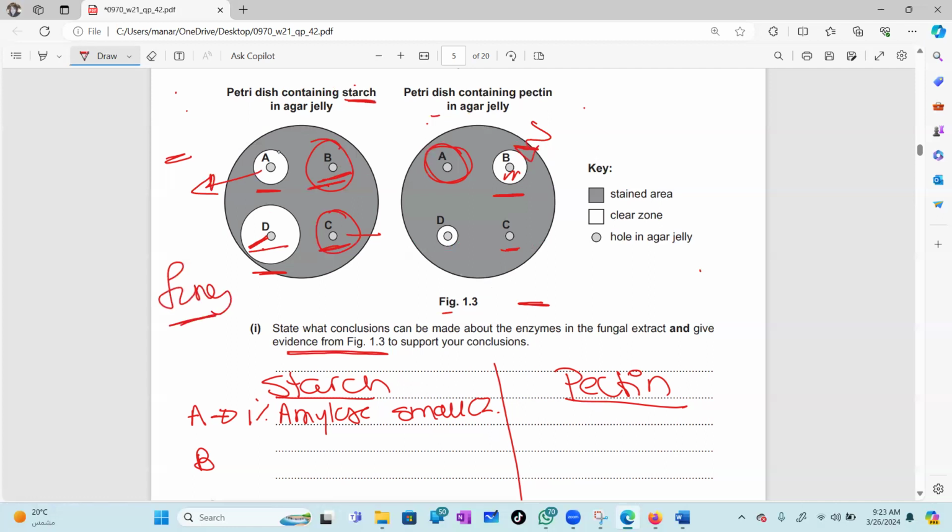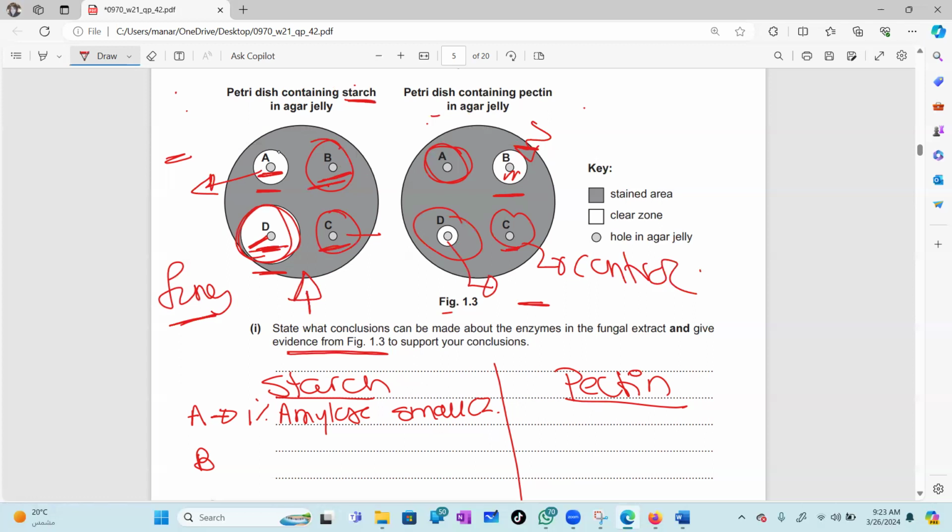There is a big cleared zone in this Petri dish, showing that there is a lot of amylase, and there is more amylase in D than in A. Here, there is also some digestion of the pectin. This means that the fungal extract also contains some pectinase. C, in both situations, is the control. It only contains water. That is why there is no clear zone.